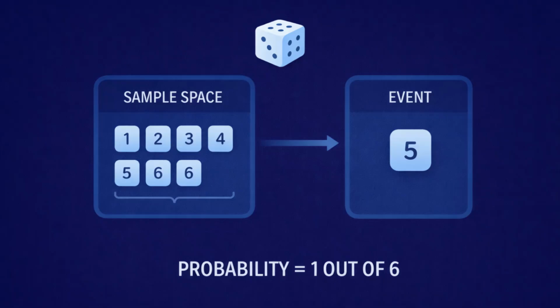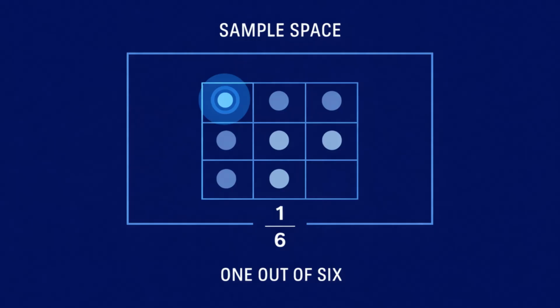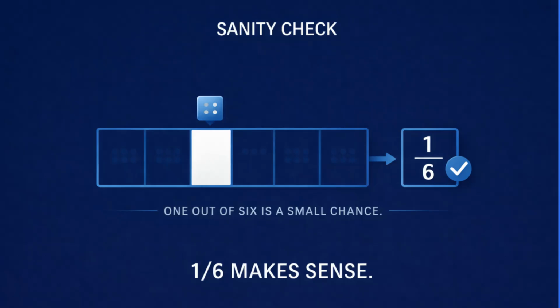Next, we identify the event. The event is rolling a 5. Looking at the sample space, only one outcome matches that event. So we have one favorable outcome out of 6 total outcomes. That gives a probability of 1/6. At this point, it's helpful to pause and check whether the result makes sense. Rolling one specific number out of 6 possibilities should feel like a relatively small chance, which matches 1/6.